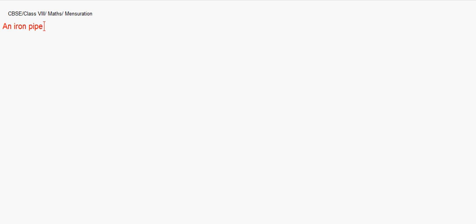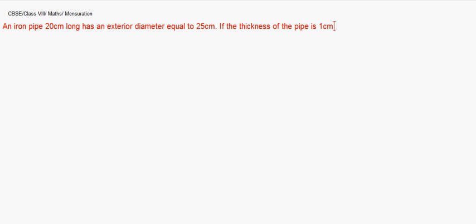An iron pipe which is 20 centimeter long has an exterior diameter equal to 25 centimeters. Because it's a hollow cylinder, we will be given about the thickness of the pipe, which is 1 centimeter. Find the whole surface area of the pipe. Surface area of the pipe.